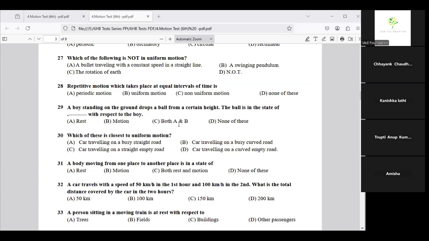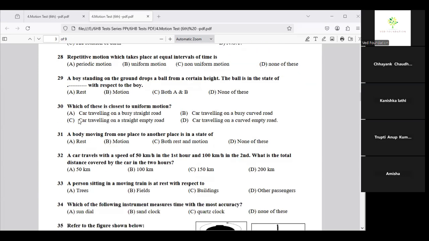Rest, motion, both A and B, and none of these. And correct answer is B, motion. The ball is in state of motion with respect to the boy.